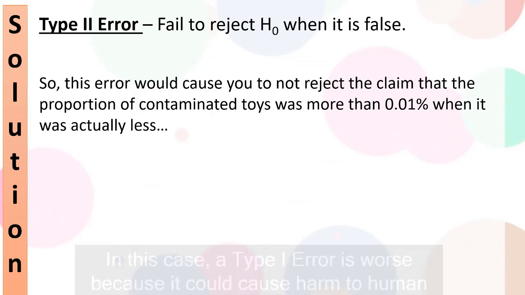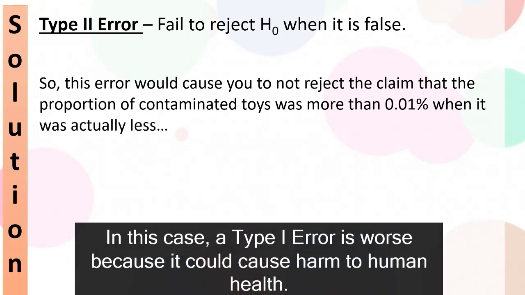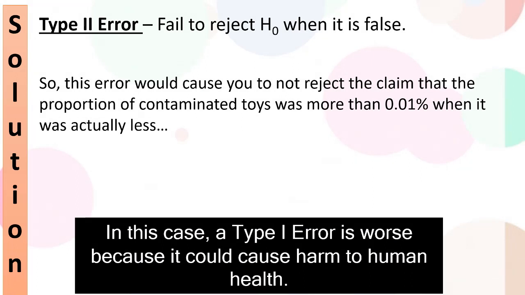And I would say that a type 1 error is worse because it could cause harm to human health. You know, causing a problem for the bottom line of a corporation doesn't matter as much as having children get lead poisoning. So in this case, a type 1 error is worse. But in other situations, a type 2 error might be worse. It's just situation to situation. You have to make that determination. You can't always say that type 1 errors are worse or that type 2 errors are worse. It doesn't work that way. It just depends from situation to situation.